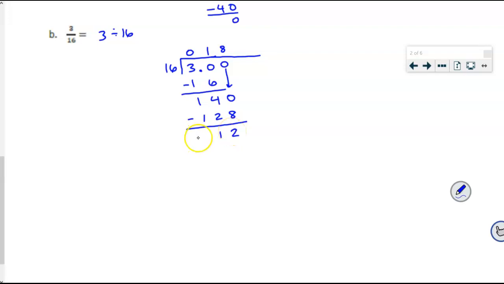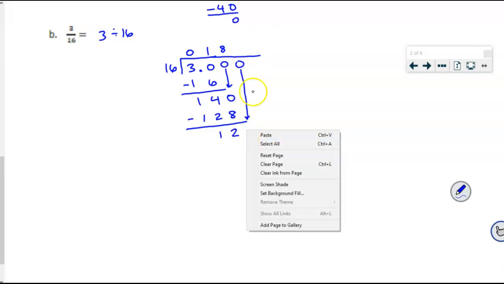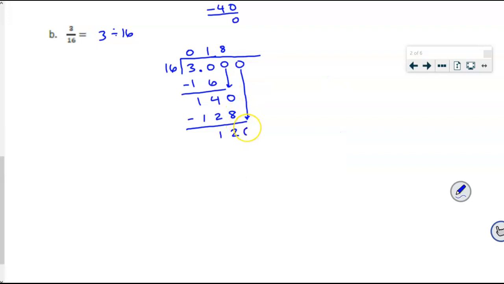We can always check. This is a good place to check. Can 16 go into 12? No, it's not supposed to be able to. If you ended up doing it incorrectly and you said yes, you would be able to check it here. But 16 can't go into 12. That means we're doing it right so far, so we can bring down another 0. Can 16 go into 120 now?